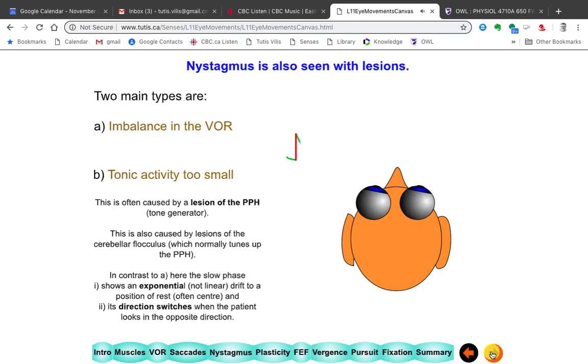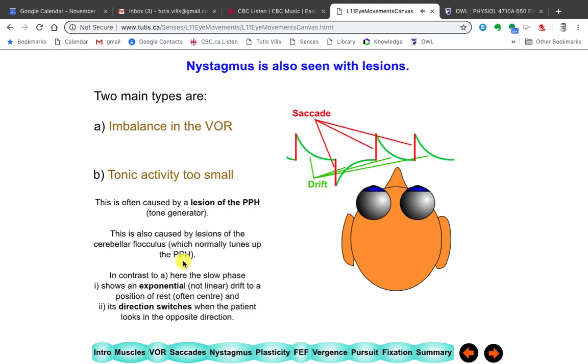Okay, there's another type of nystagmus that can occur. And you can see here that it's different from the one we saw before. The eye goes fast in one direction and then gradually slides back to where it came from. Well, this is produced by a lesion of the PPH, the structure that we looked at previously. So you can't maintain the tonic position to which the eye went, and then you get this type of nystagmus.